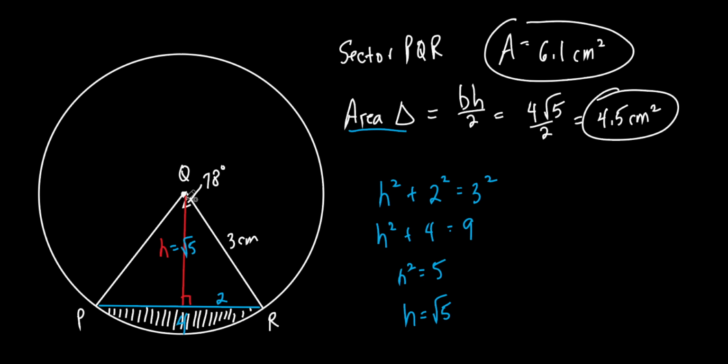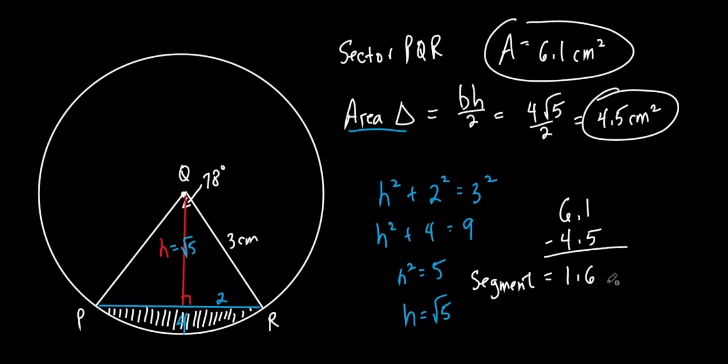See it? I found the whole sector, right? From here to here, around the curve, back up to here again. I found that whole thing, and I got 6.1 for that. And then I just finished finding that triangle. If I take that triangle away from that whole entire sector, what am I left with? That shaded in part, which is the segment. And so, what's my last step? Just 6.1 minus 4.5. And that comes out to be 1.6. And that's the area of the segment.